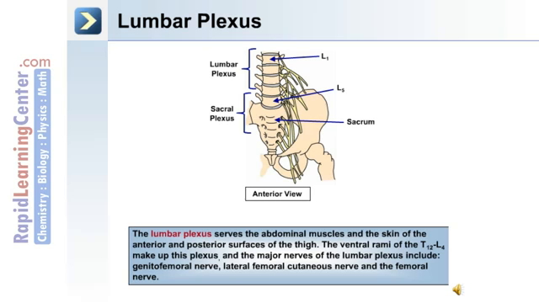This image depicts both the lumbar plexus and the sacral plexus. The lumbar plexus serves the abdominal muscles and the skin of the anterior and posterior surfaces of the thigh. The ventral rami of T12 to L4 make up this plexus, and the major nerves of the lumbar plexus include the genitofemoral nerve, the lateral femoral cutaneous nerve, and the femoral nerve.